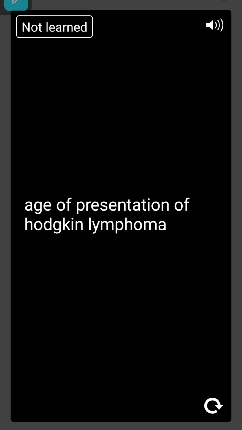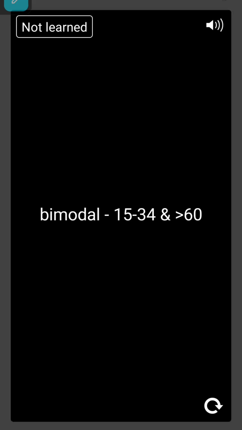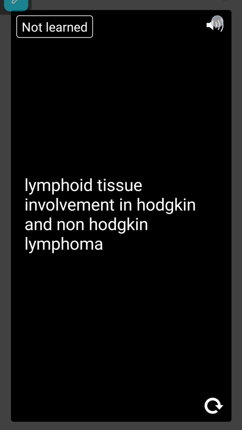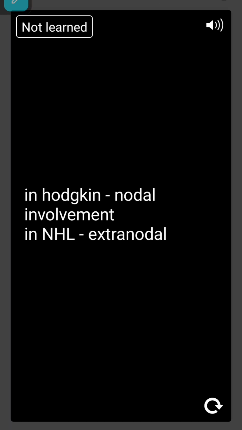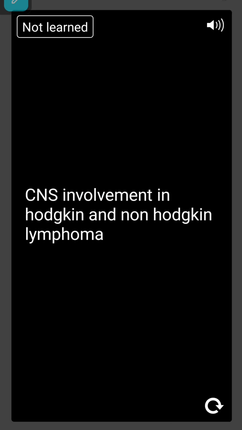Age of presentation of Hodgkin lymphoma. Bimodal, 15 to 34 and greater than 55. Lymphoid tissue involvement in Hodgkin and non-Hodgkin lymphoma. In Hodgkin, nodal involvement. In NHL, extranodal.